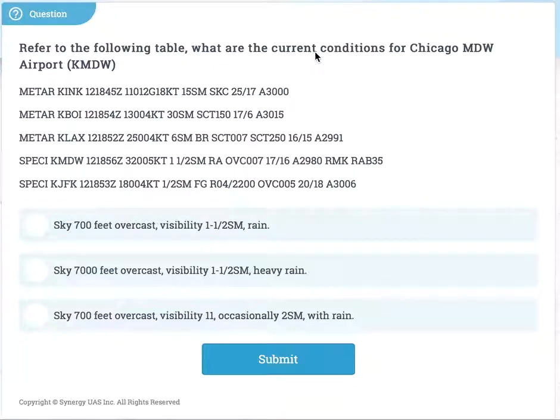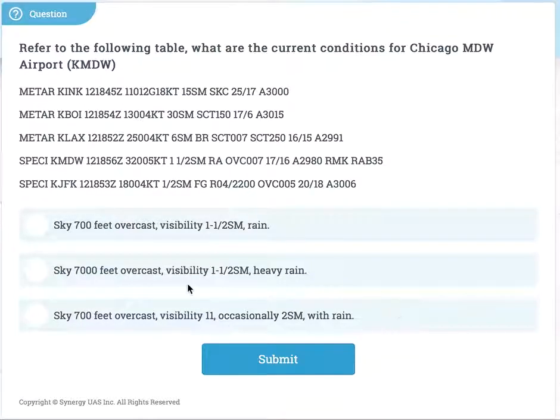It's asking you, what are the current conditions? The easy way to answer this question is to go down here and read through this METAR, decode it, key in on the visibility, because that's an easy number for a newbie to recognize, and that is 1.5 miles. And so you look over here, which of these answers has 1.5 miles? Well, here's 1.5 miles, here's 1.5 miles, here's 2 miles.